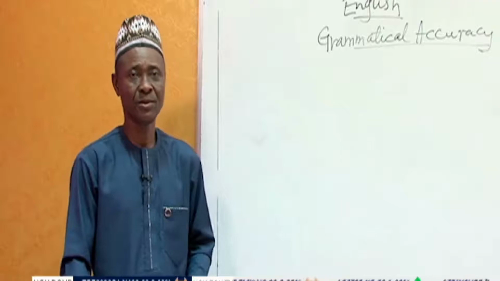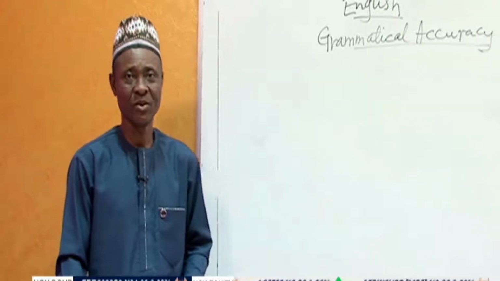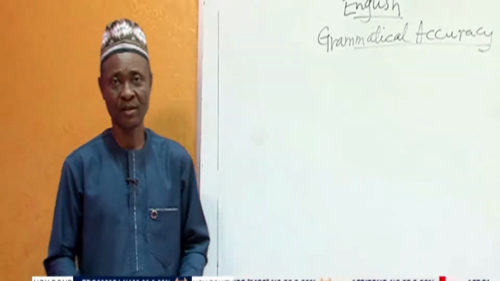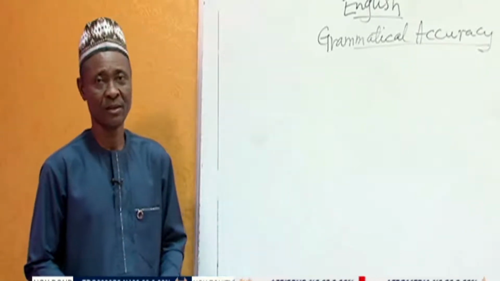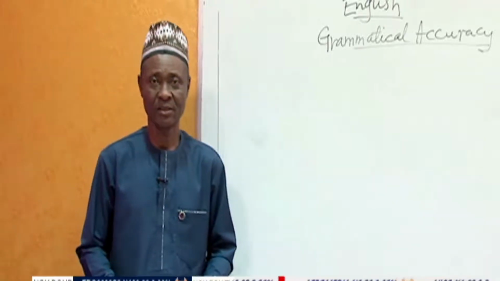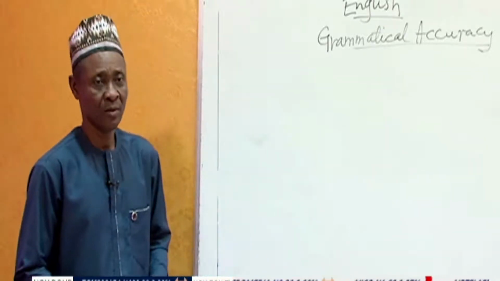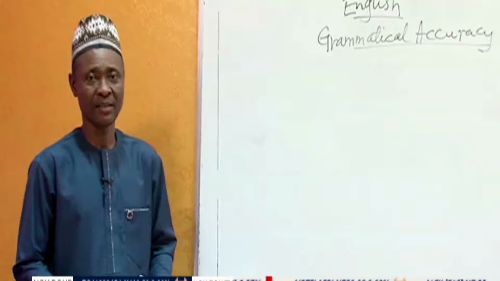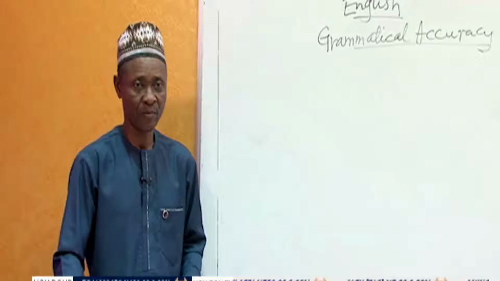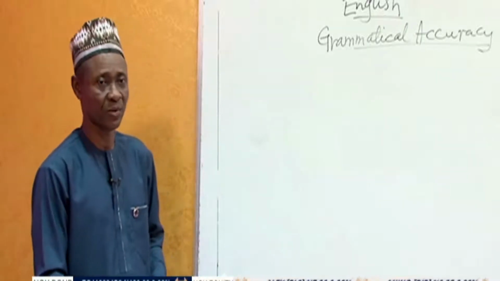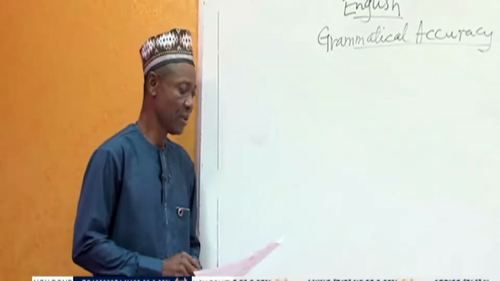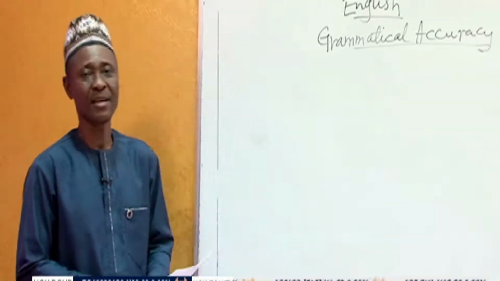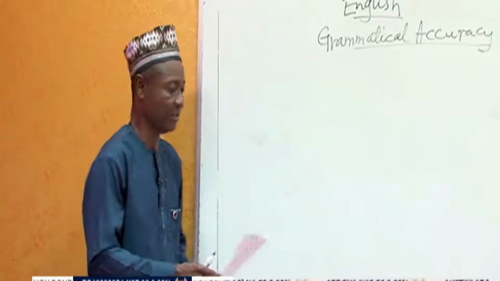Our revision lesson today on English is centered on section 5 of WAEC past questions, which is otherwise called grammatical accuracy. Here, questions will be set on grammatical accuracy and vocabulary development. What is grammatical accuracy? Grammatical accuracy refers to the correct usage of sentence structure, either in dialogue or writing.